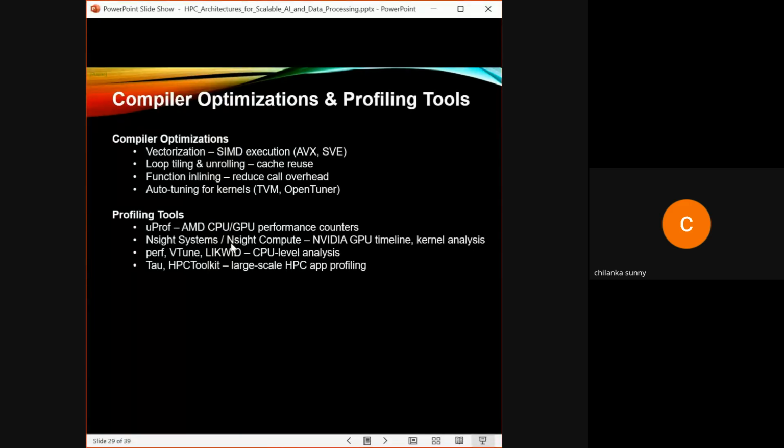And the typical workflow is to profile the application and find the bottlenecks. So we rely on profiling tools like uProf for AMD CPU and GPU counters, and for NVIDIA, we have Nsight Systems and Nsight Compute for the GPU timeline. And there are CPU-level tools like Perf, VTune, and LIKWID.